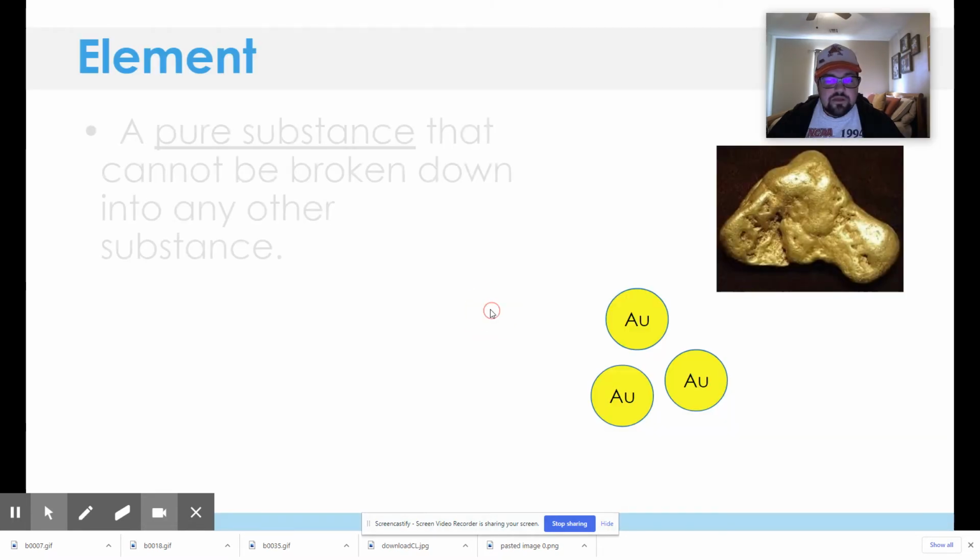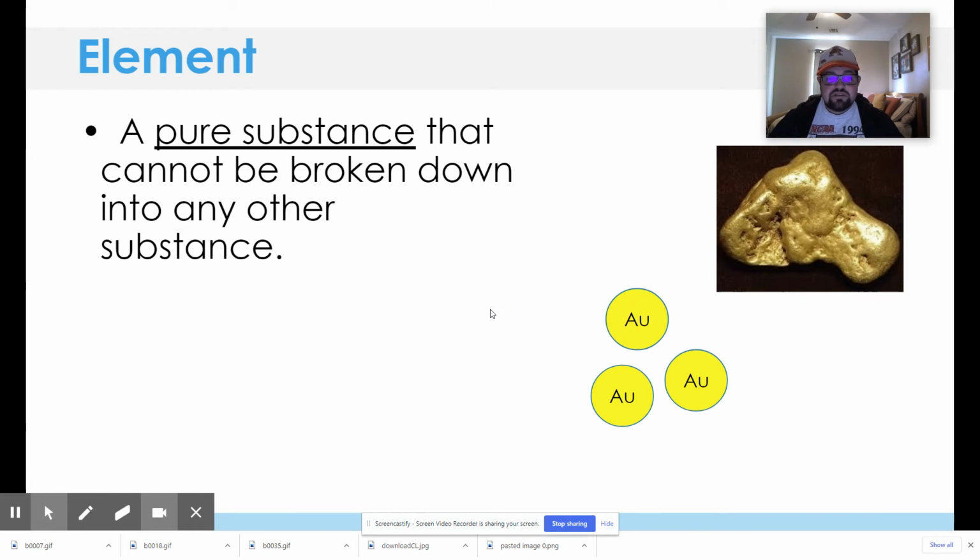Okay. Elements. Elements are pure substances. They can't be broken down to any other substance. So it's all one thing, like aluminum or gold, or O2, which is all oxygen. So we still call that a molecule, but it's technically an element as well.